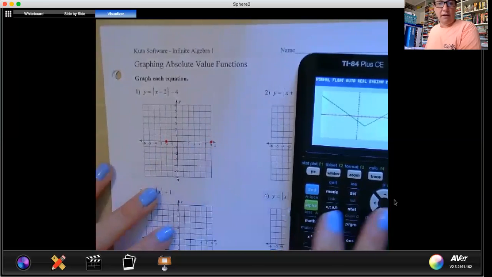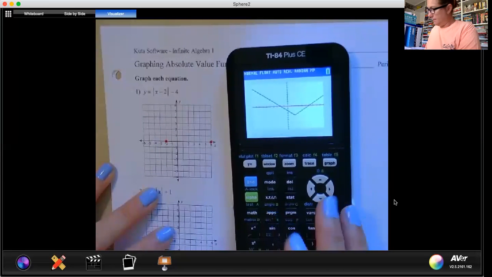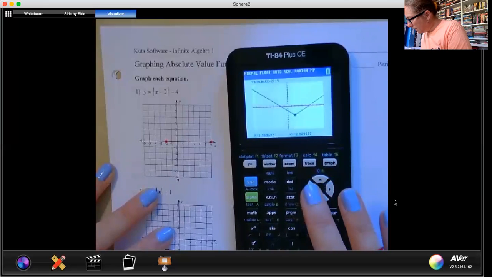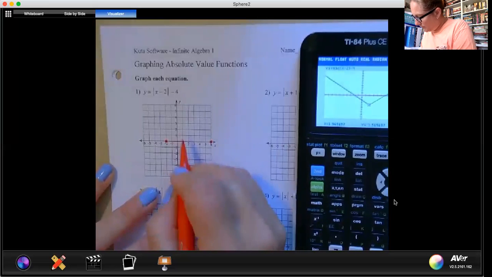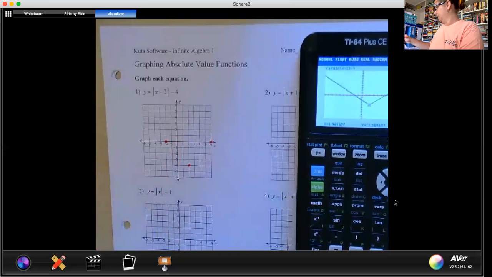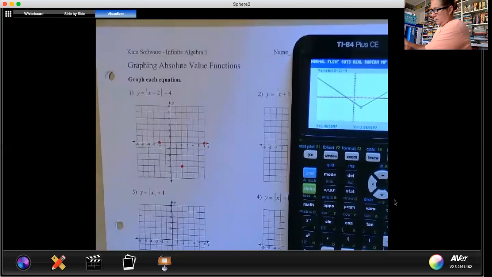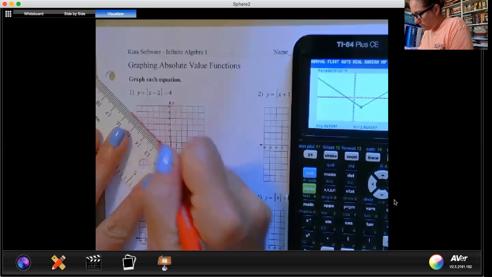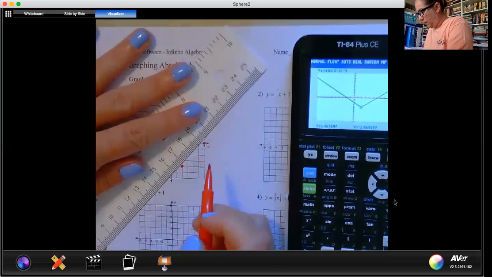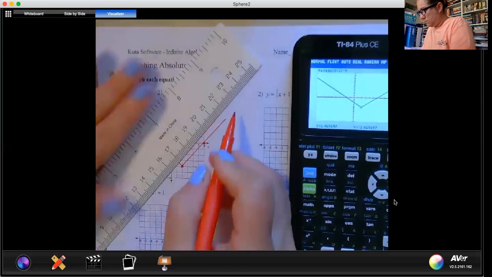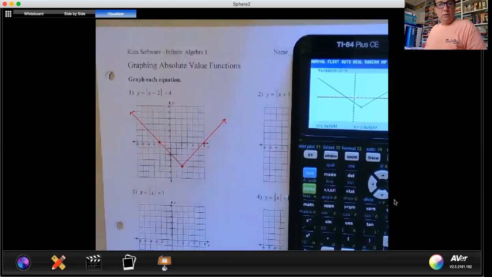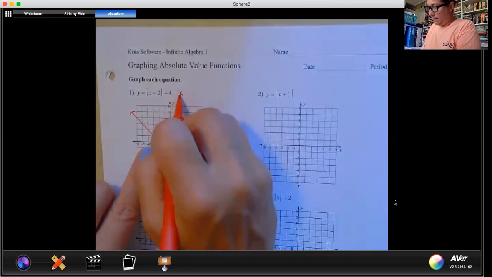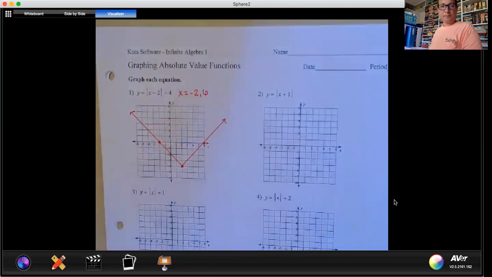And because you have a grid, you want this to be as accurate as possible. So I'm going to trace to figure out what this point is down here. It looks like 2, -4. And then I'm just going to connect my dots, creating my points, creating my graph. And my solutions are x equals -2 and +6.